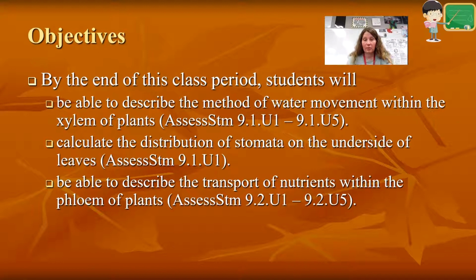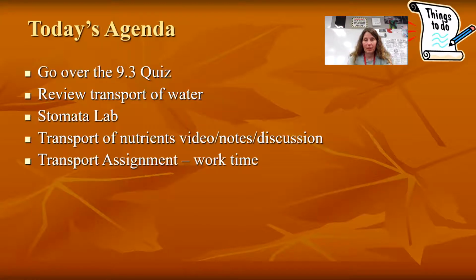We're going to continue to work on our understanding of how water moves within the xylem of plants, and connected to that will be the lab activity where you're going to learn a technique for calculating the distribution of stomata on the underside of leaves, and then you'll use that technique to design a lab activity of your own. And then finally, you will begin your study of how phloem in plants transports nutrients like sugar and other complex organic molecules. You can see from the agenda here that a lot of the class period is devoted to looking at the transport of water again, and a little bit of time looking at the transport of nutrients.